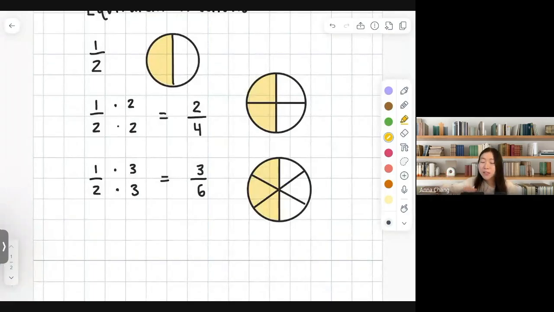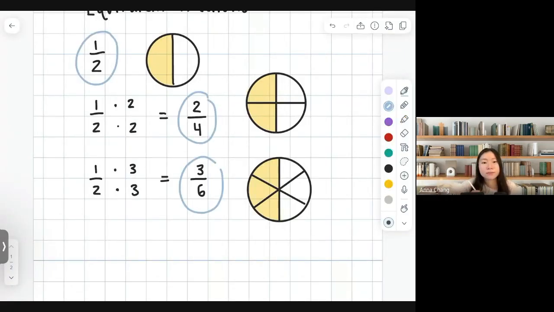So even though the numbers have changed, right? We're looking at 1/2, 2/4, and 3/6. The values of the fractions have not. And why is that the case? Well, we're actually multiplying by a form of 1 every single time. For example, here, 2 divided by 2 is equal to 1, and 3 divided by 3 is also equal to 1. Multiplying by 1 does not change the value of a number. And that's why we can multiply both the numerator and the denominator by the same number and create equivalent fractions.